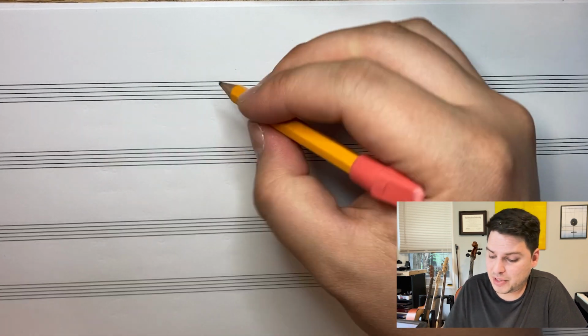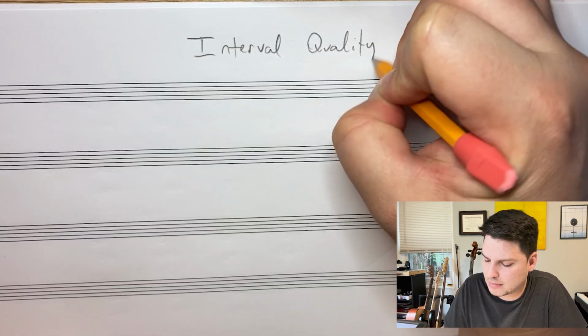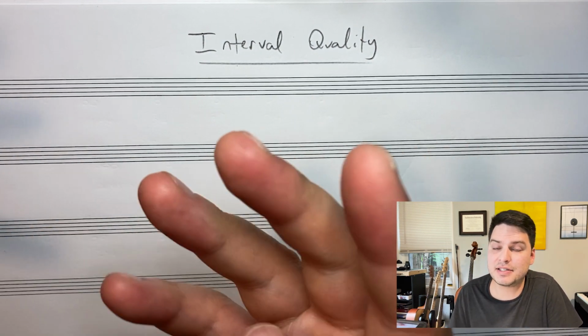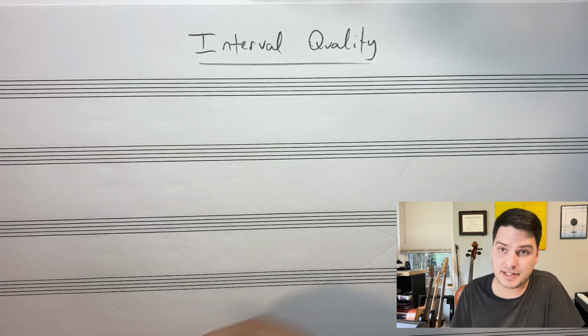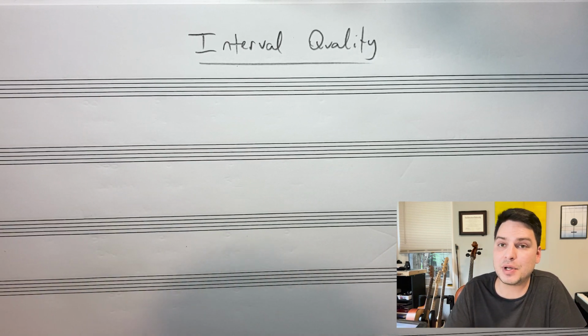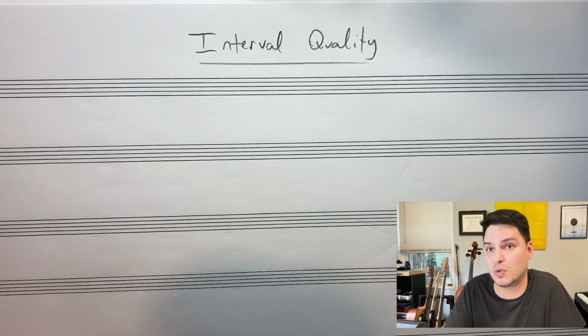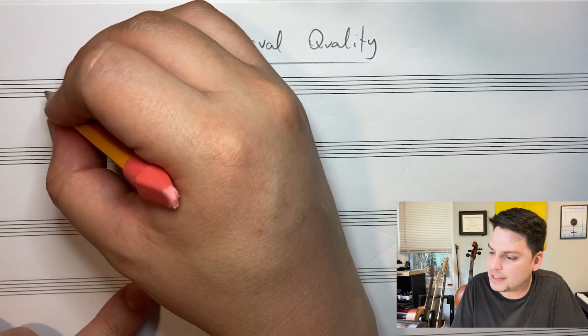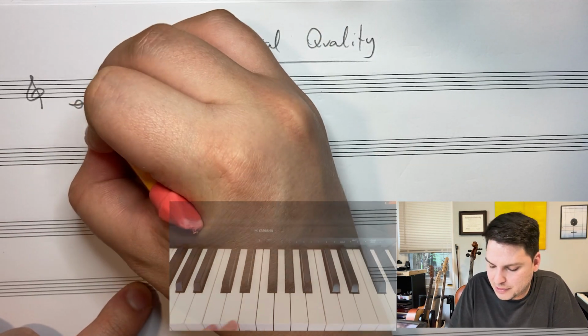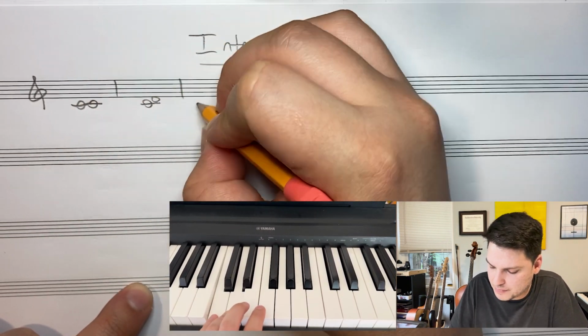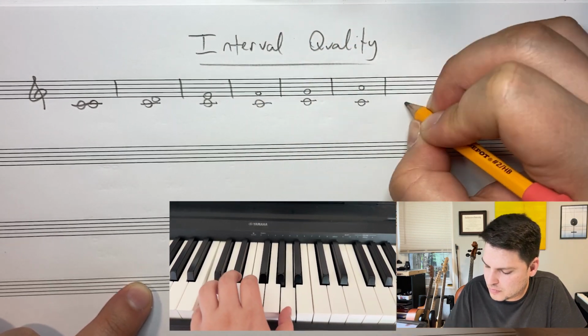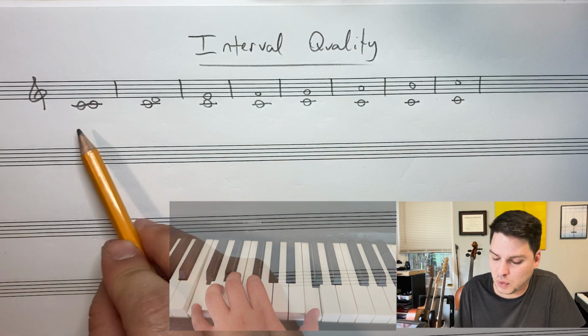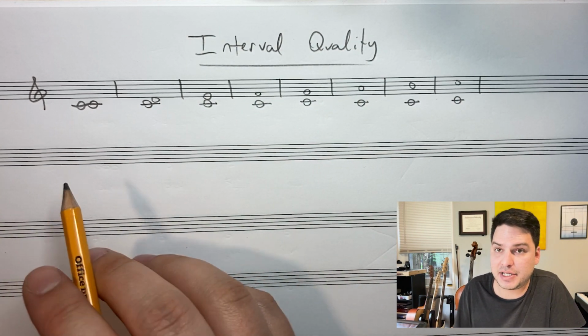So now let's talk about interval quality. Let's think in terms of a key signature with no sharps or flats, because I think this is the easiest and fastest way to be able to identify interval quality. So let's think in C major. If we have every single interval from C, then we can add what the qualities for each of these corresponding intervals is going to be.